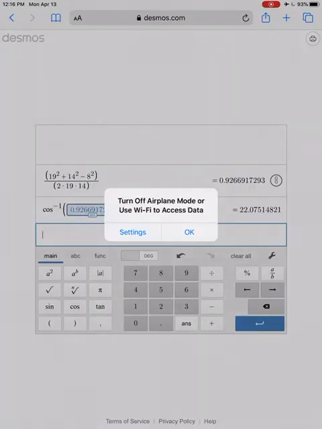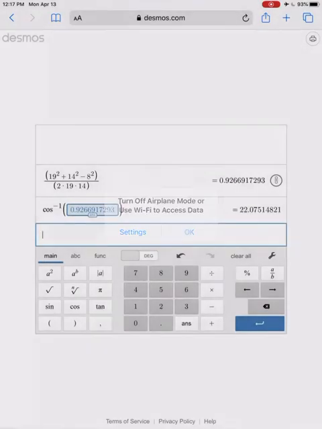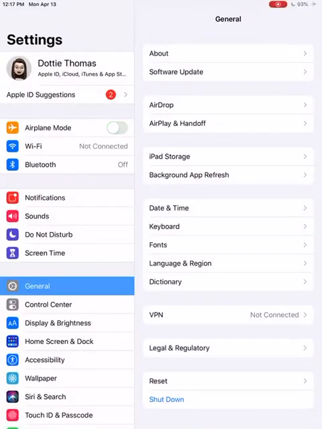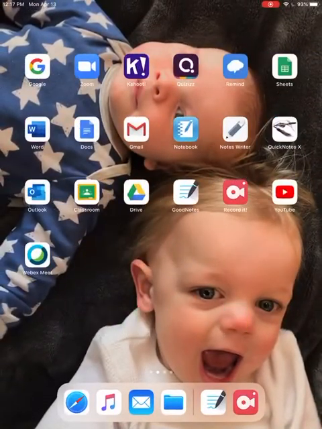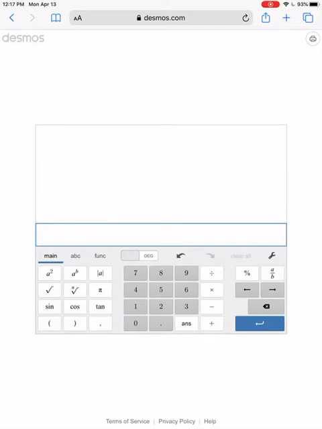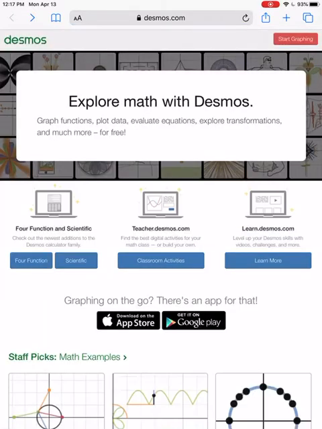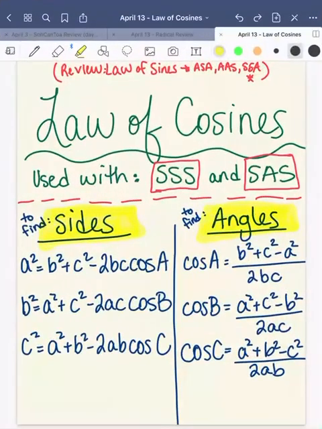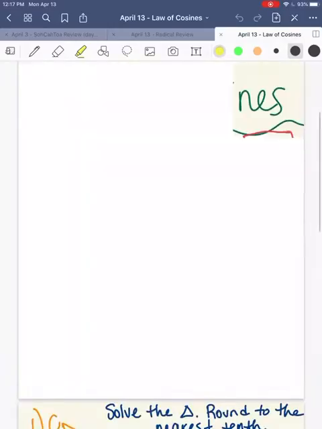All right, I went ahead and I need to turn off airplane mode, I guess, to access the internet. Let me do that really quickly. So if my sister or other people text, we'll just have to ignore it. Okay, so we're going to clear all. So remember that Desmos looks like this, and you just click on that scientific button. Okay. So I'll show you with that calculator how to do the problems. So just have that handy.